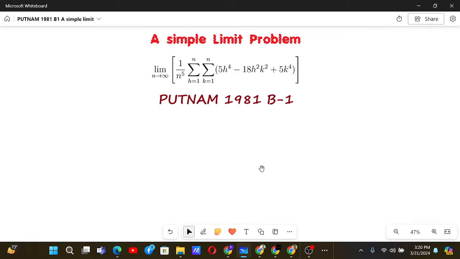A simple limit problem from PUTNAM 1981 B1. Basically, in the PUTNAM, problems are from A1 to A6 and B1 to B6, and A1 and B1 are considered easier, so this is an easier problem.